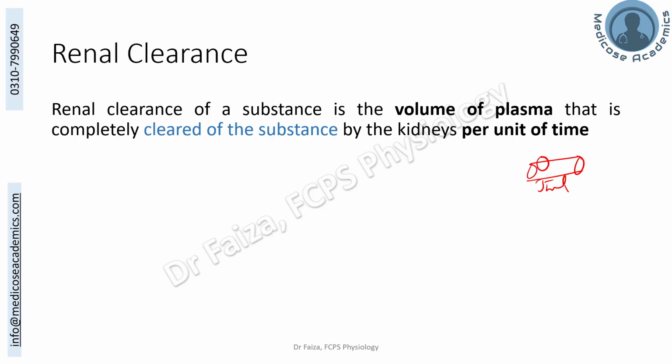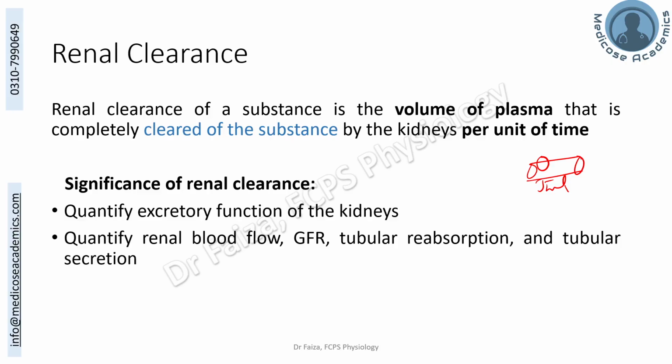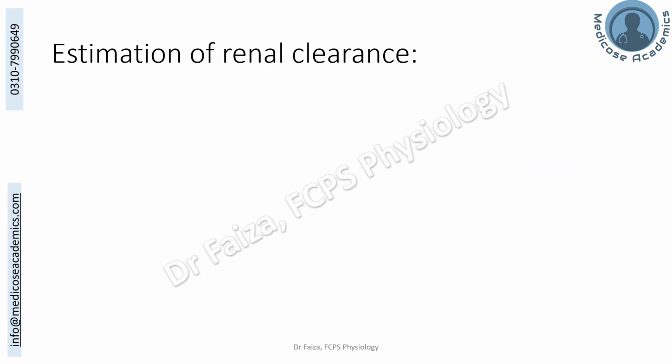And this is going to be specific from substance to substance. Renal clearance is not a single value. Renal clearance of different substances would be different, of course. This we can use to quantify the excretory functions of the kidney, to quantify the renal blood flow, GFR, tubular reabsorption, and tubular secretory characteristics.